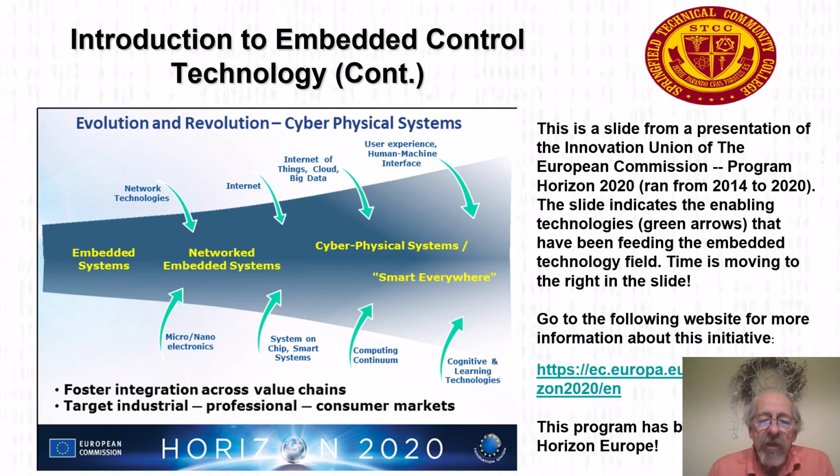On the top, the last green arrow is user experience, human-machine interface. On the bottom, cognitive and learning technologies, which back in those days of 2014 to 2020, they didn't use the term artificial intelligence or machine learning. So there's a website link there for more information about that initiative. At this point in time, that might be a stale website. It's hard to say. The program, however, has been succeeded by Horizon Europe, which again is the newer technology.